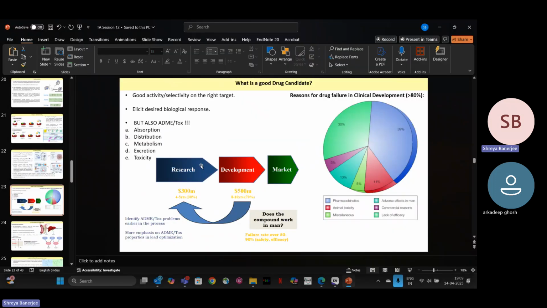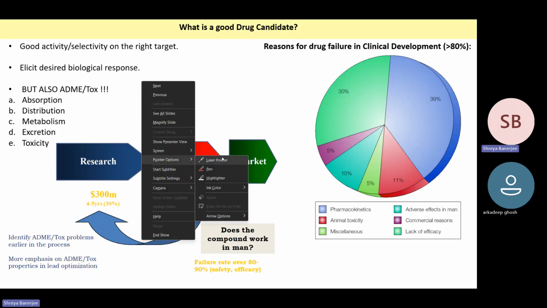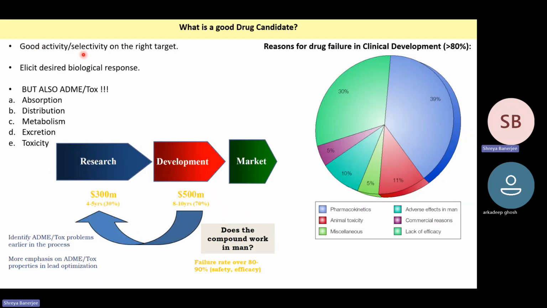So what are we looking for in a good drug candidate? The first point is we want good activity and selectivity on the right target, and it should show the desired biological response. But another thing that has to be considered is the absorption, distribution, metabolism, and excretion. So it must be properly absorbed and distributed to the site of action. The drug must be metabolized. It cannot accumulate in the body. It must be metabolized and excreted. So this is ADME: absorption, distribution, metabolism, excretion.